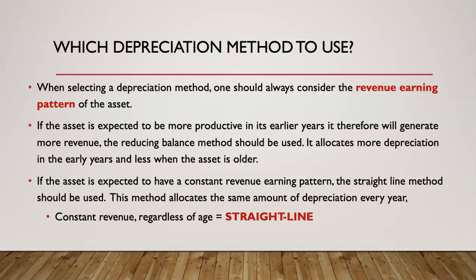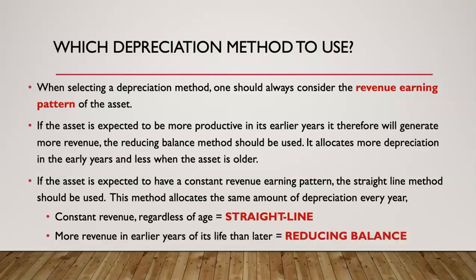Constant revenue regardless of age, straight line depreciation is used. More revenue in earlier years of its life than later, reducing balance. But remember, 99% of questions in your textbook and exams will tell you which one to use, and in future videos I will explain to you how to record using these different methods of depreciation.